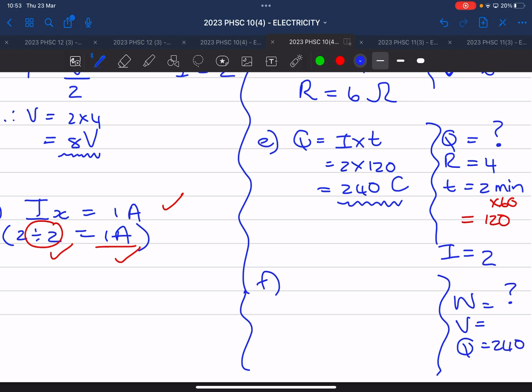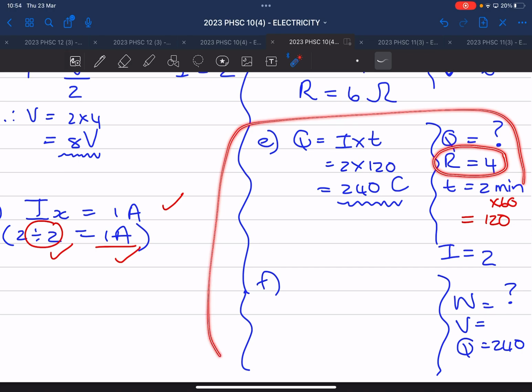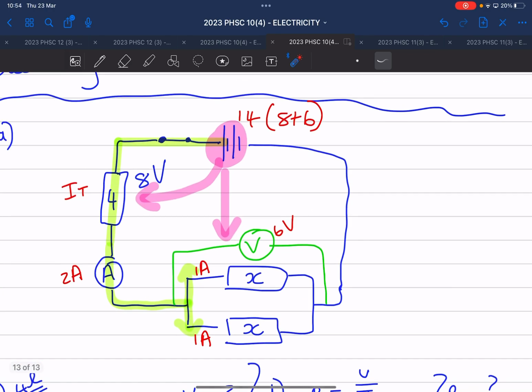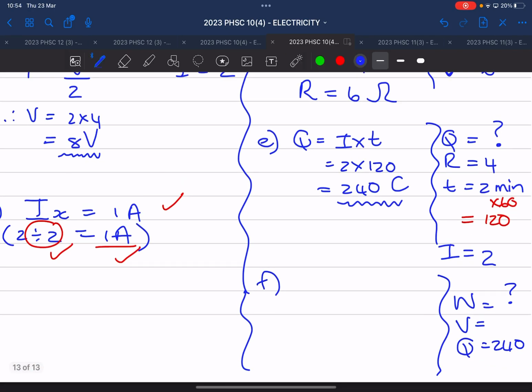Then Kamu, what is the volts? The volts. Go to your drawing. Okay. We are looking at, just hold on a moment. So we are looking at the 4 ohm resistor. This whole thing is for the 4 ohm resistor. What is the volts? 8. So the 4 ohm resistor, the volts is 8 volts. 8.